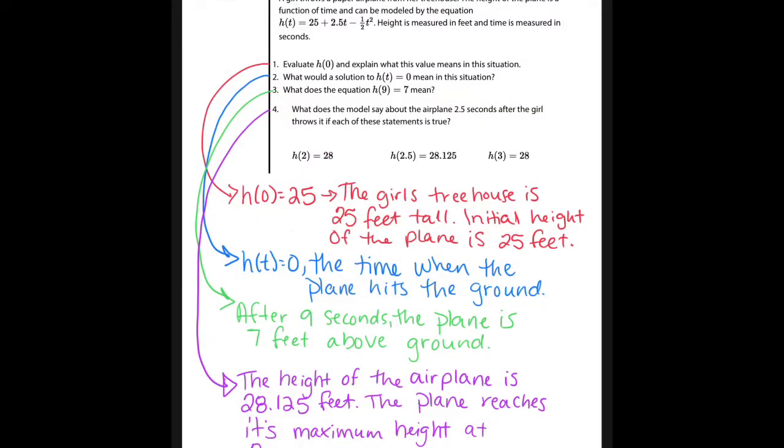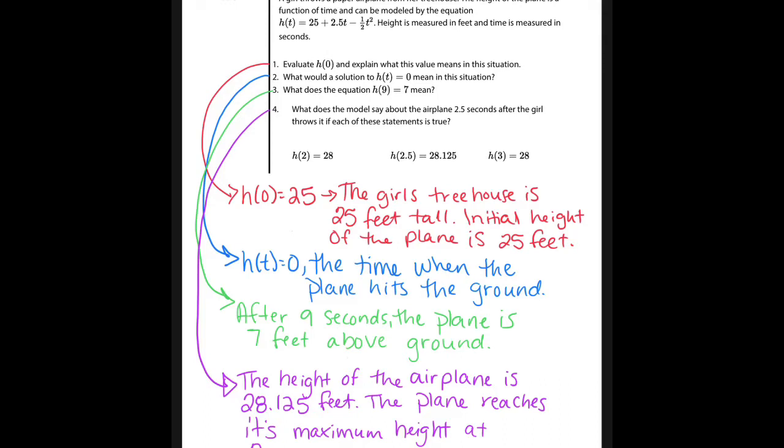Hello, Algebra 1. In this video, we will be going over the practice problems in Unit 6, Lessons 1 and 2. Here's number 1 in Lesson 1. A girl throws a paper airplane from her treehouse. The height of the plane is a function of time and can be modeled by the following equation. Number 1, evaluate h of 0 and explain what it means.